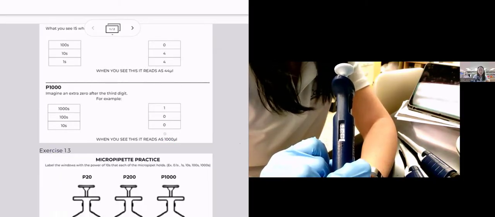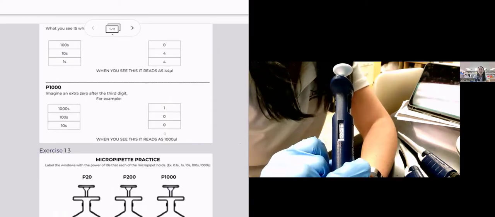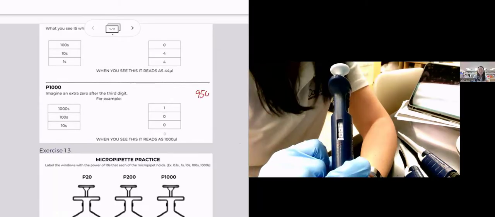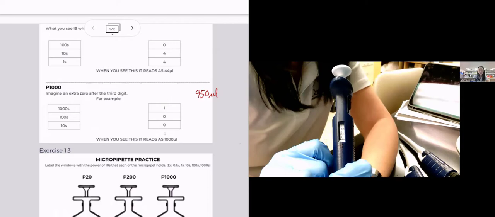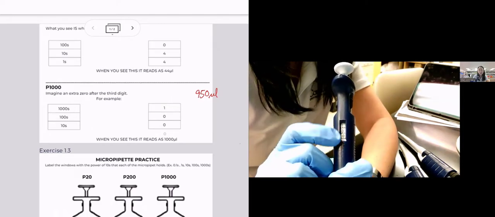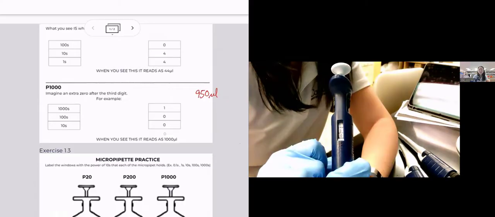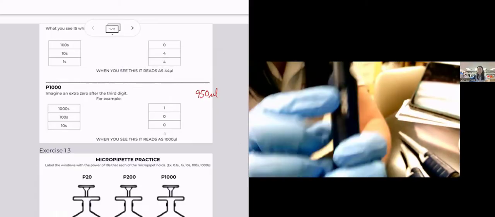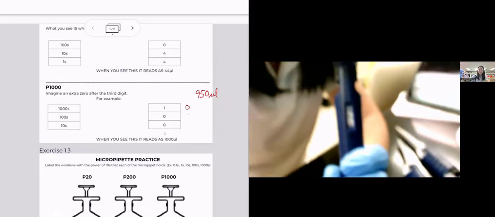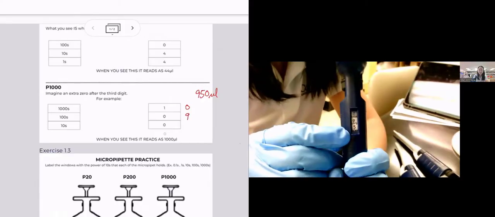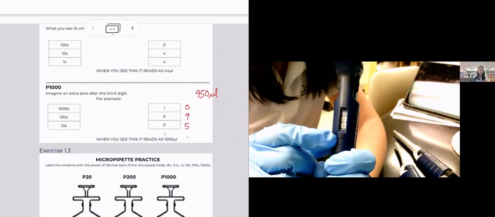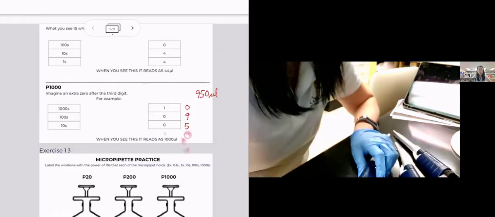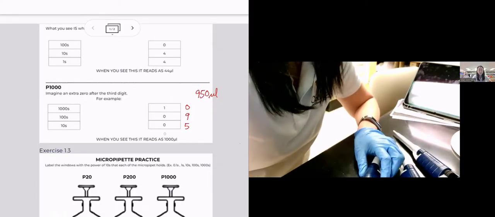Let's say you want to measure 950. Are you going to do 950? No, don't do that. You're going to break the micropipette. It cannot go beyond 100 because that's already 1,000. So you're going to actually do 0, 9, 5, and imagine that extra 0 right there. So it's going to read 950 microliter. Okay, so those are the trick and setting of a micropipette.